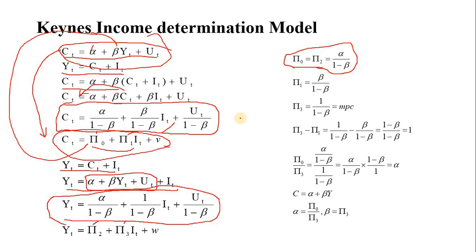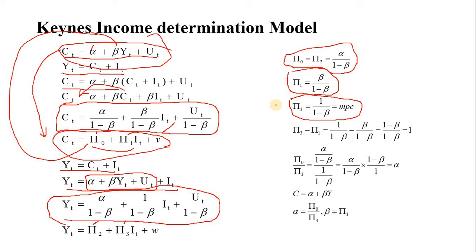And look at pi 1. What is pi 1? Pi 1 is equal to beta divided by 1 - beta. Look at pi 3. Pi 3 is equal to 1 divided by 1 - beta. This is nothing but the marginal propensity to consume.